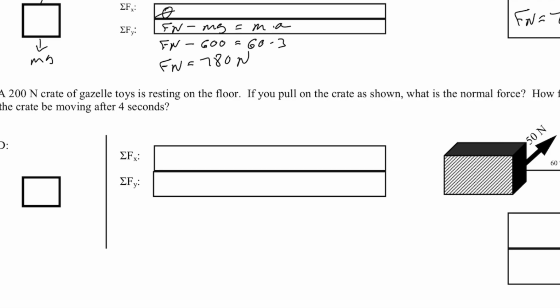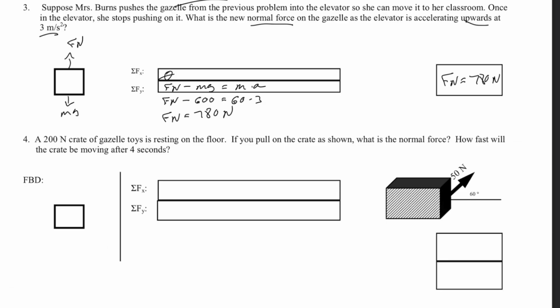All right, number 4. A 200 Newton crate, that is the force of gravity or the weight, not the mass, is resting on the floor. If you pull on the crate as shown, what is the normal force? And then some kinematics behind it. So let's go ahead and show what we've got.